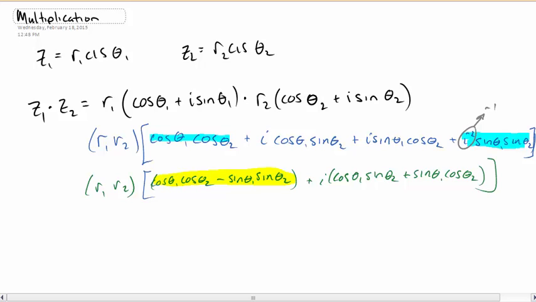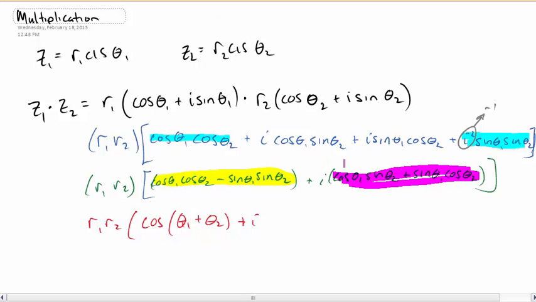And if you paid attention in trigonometry, you will notice that this is simply the addition identity for cosine. So what we have is r1 r2 times cosine of theta 1 plus theta 2 plus i, and this other one is the compound identity for sine, adding two things together. So z1 z2 is equal to r1 r2 multiplied together, cis theta 1 plus theta 2. So this says if we're multiplying together two polar complex numbers, take the two moduluses, multiply them together, and take the two arguments and add them together.